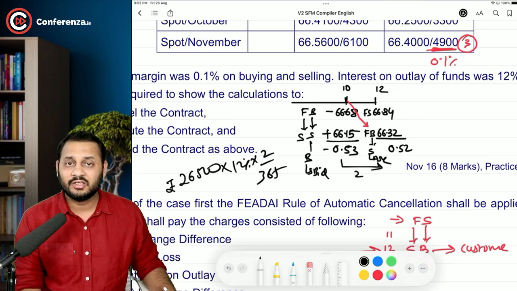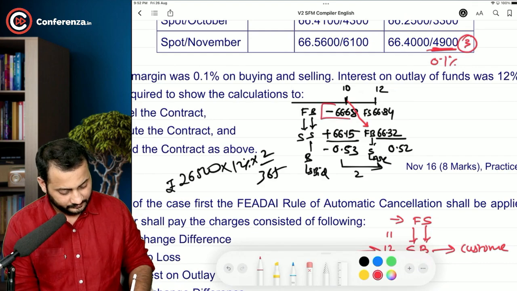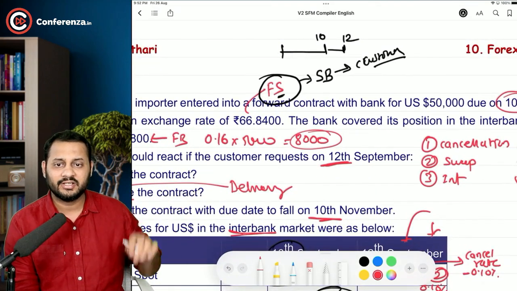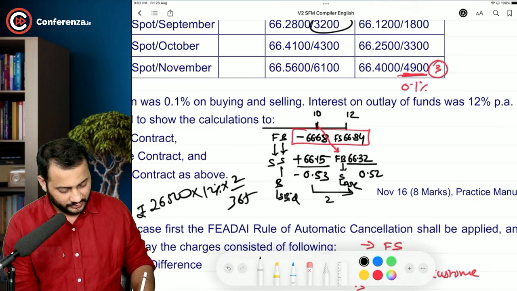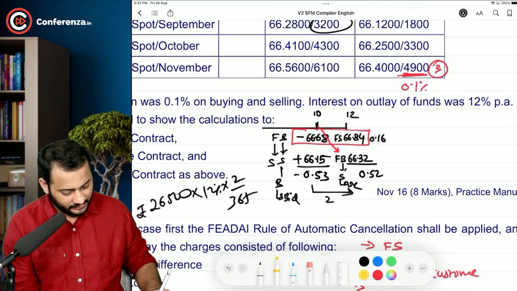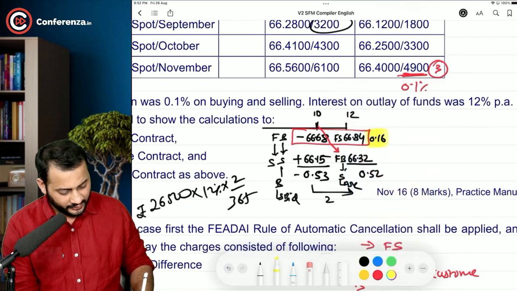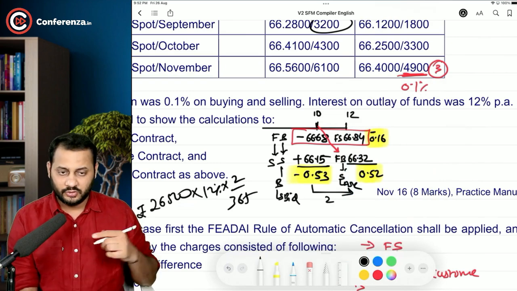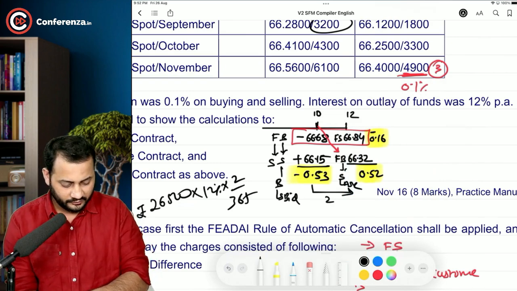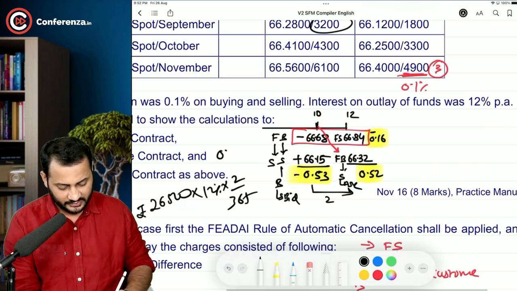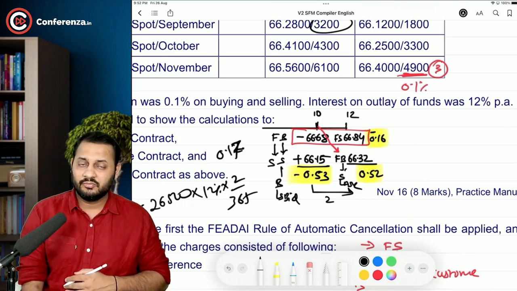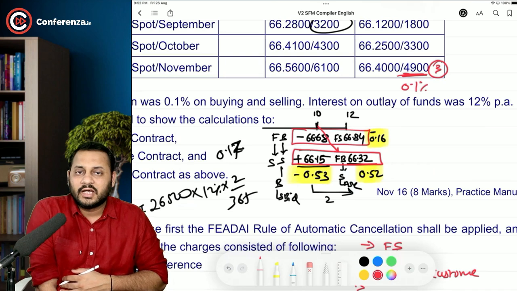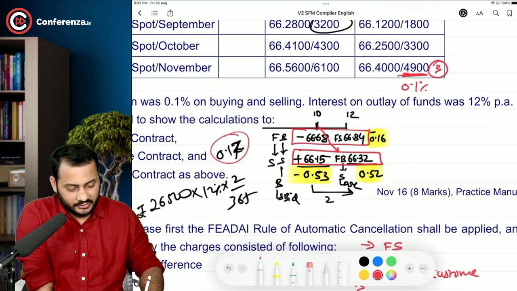Now, apart from that, the loss of the profit is this. How much was the profit that the company was expecting? 0.16. This was also lost. Now there are three things that the bank should recover: 0.16, 0.52 and 0.53. This is also minus. So the total of all these three is 0.16 plus 0.53 minus 0.52. So around 17 paisa. But in exam, you have to do the calculation on these two rates. That's it. That will result in 17 paisa loss.